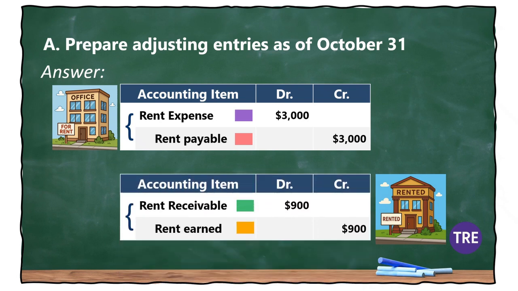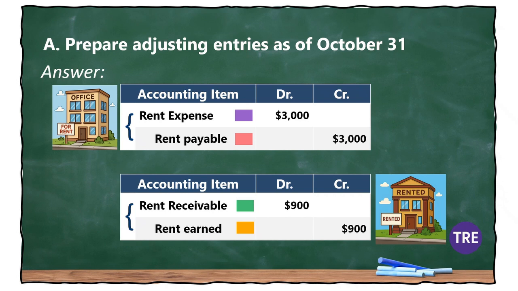In Case B, Costco is the landlord. It rents out space for $900 a month. The tenant also delays October's payment. Here, we record accrued rent revenue. The entry is debit rent receivable $900 and credit rent earned $900.